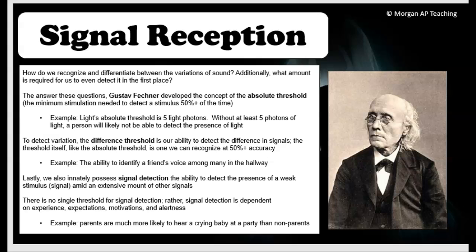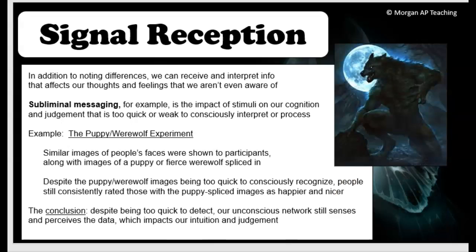And then signal detection is based on you. So we have the absolute threshold, the minimum amount of sound or light, etc., that has to be there for you to detect it. The difference threshold, that's your ability to differentiate between different sounds. And then signal detection has to do with you. So another example could be a fireman or firefighter, right, may hear the sirens before I do because that's part of their daily life.